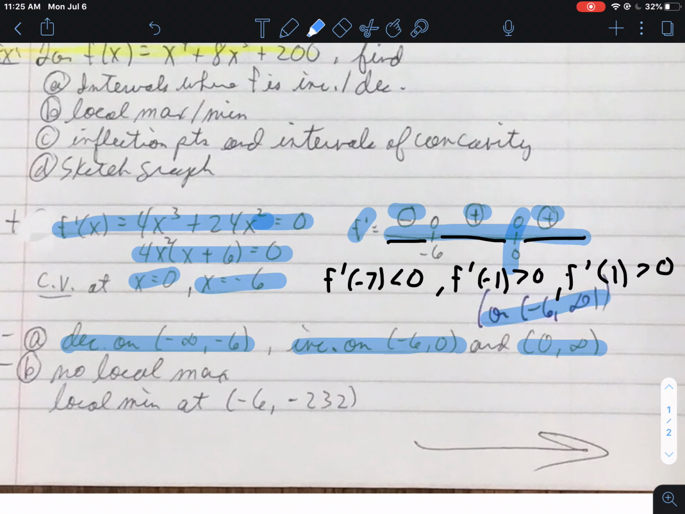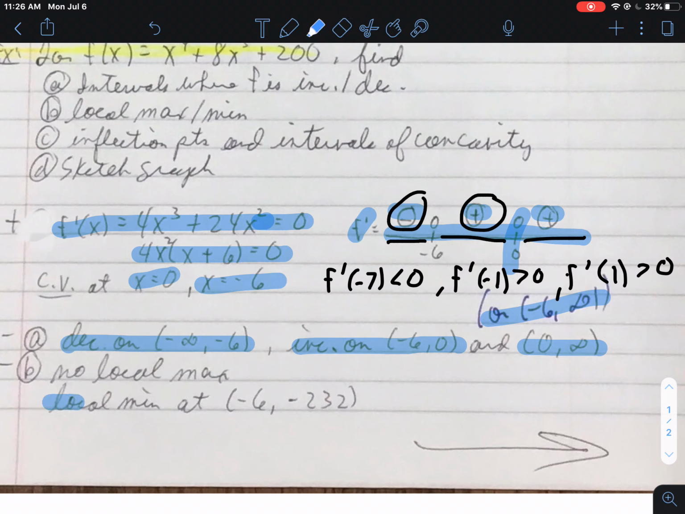So then in terms of maximums and minimums, where do we have a change in the sign of our first derivative, increasing to decreasing, or vice versa? That's occurring at negative 6, where our derivative is changing from negative to positive. So we are changing from decreasing to increasing, which means that there is a local minimum at that point where x equals negative 6.